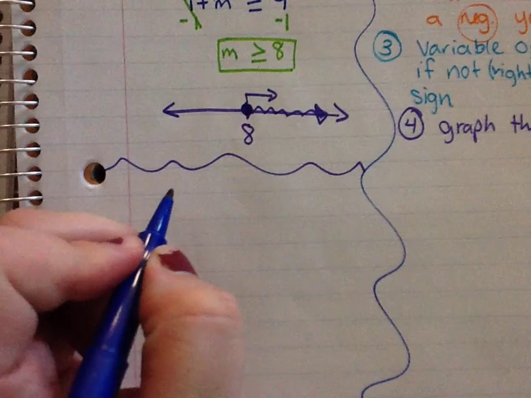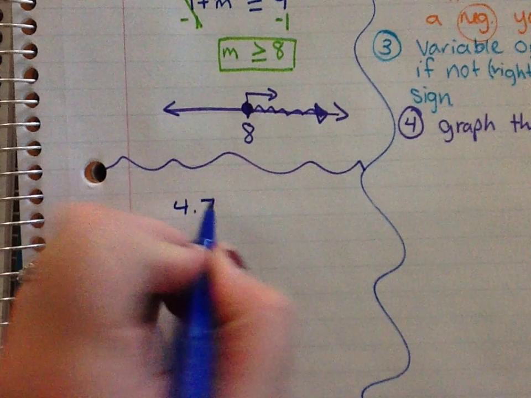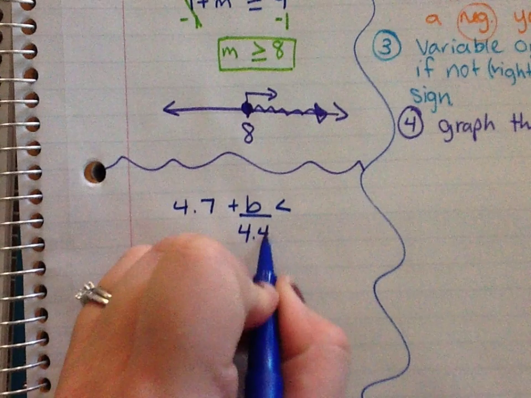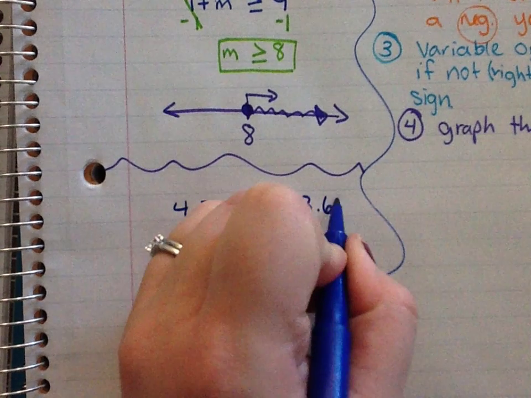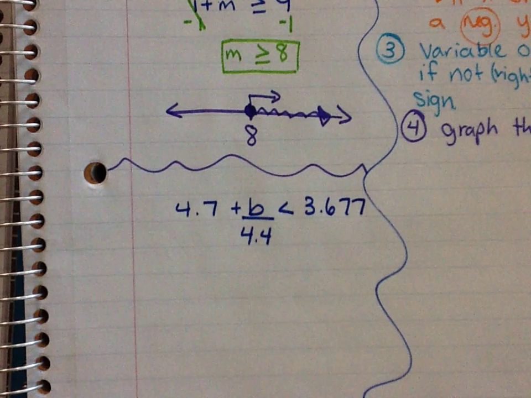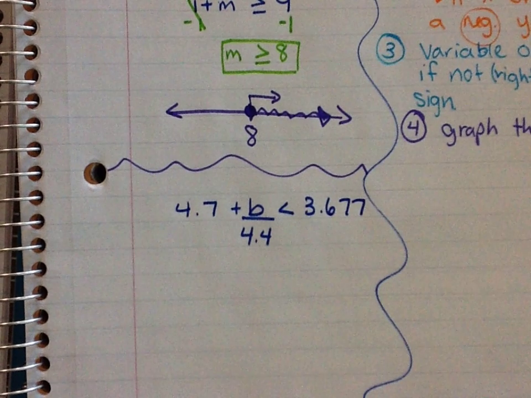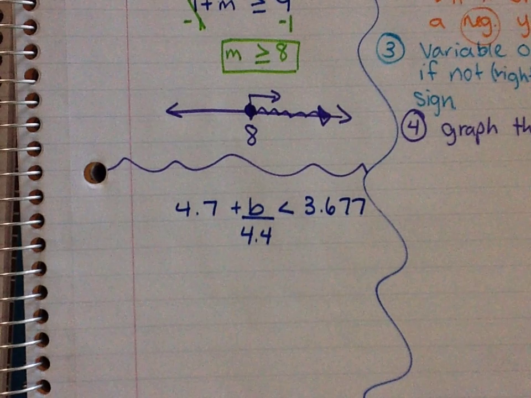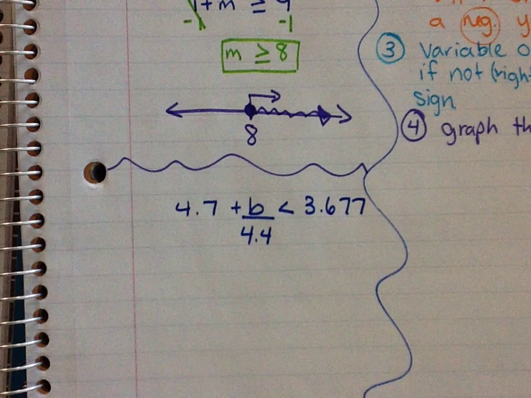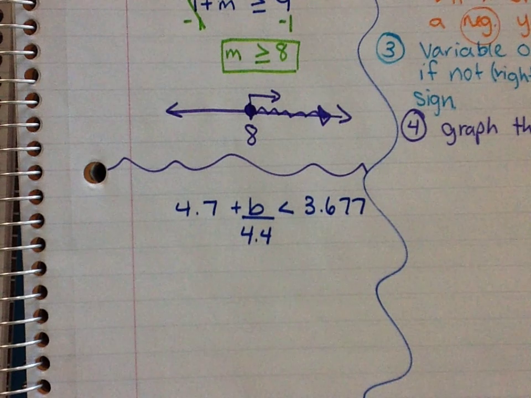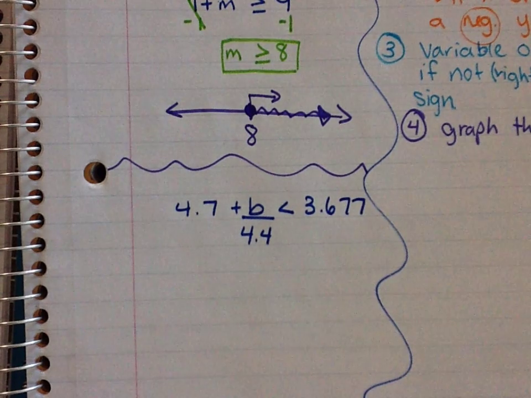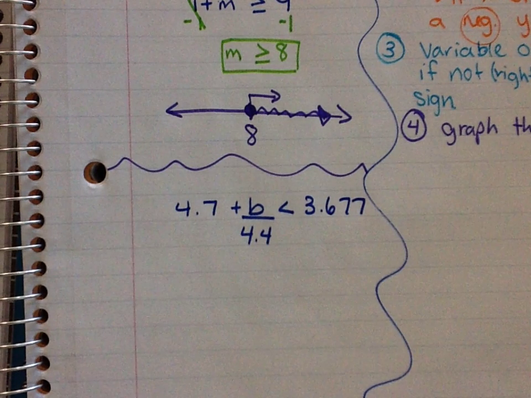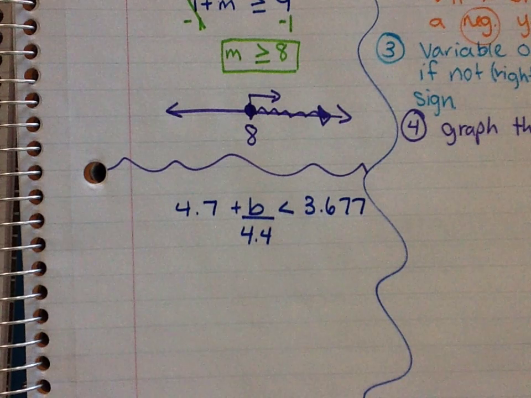So if I had, please write this in, 4.7 plus b over 4.4 is less than 3.677. Let's write this in. Now, is this one of those special cases? No. Are both numbers with the sign of my variable attached to this 4.4? No. So if this is not a special case, you follow like normal.